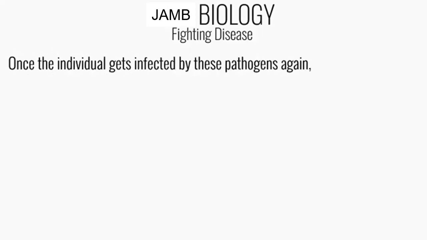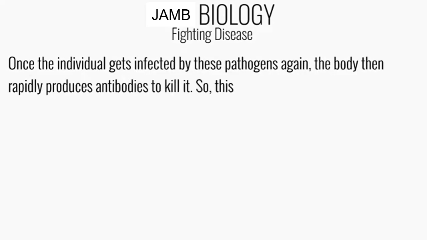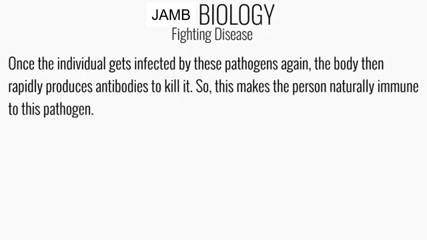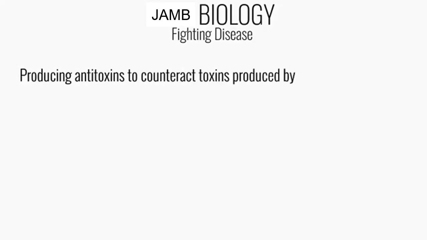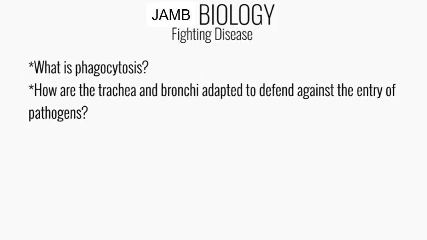The good thing is, once the person gets infected by these pathogens again, the body rapidly produces antibodies to kill them. So this makes the person naturally immune to these pathogens. The third way the immune system attacks pathogens is by producing antitoxins to counteract the effect of the toxins produced by bacteria. Alright guys, so we have a biology exam revision question for you here.